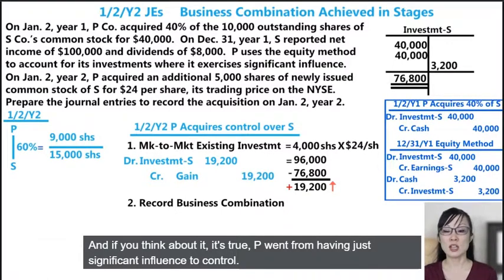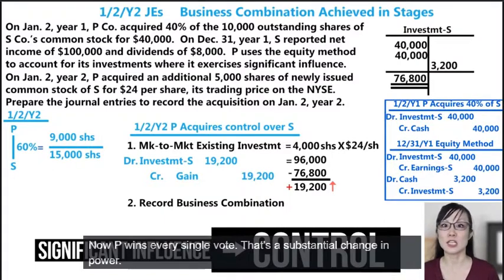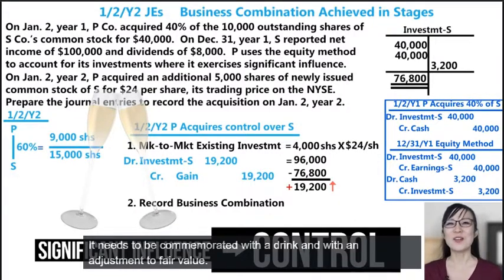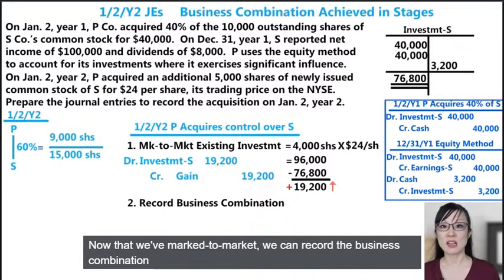P went from having just significant influence to control. Now P wins every single vote. That's a substantial change in power. It needs to be commemorated with a drink and with an adjustment to fair value. Now that we've marked to market, we can record the business combination.